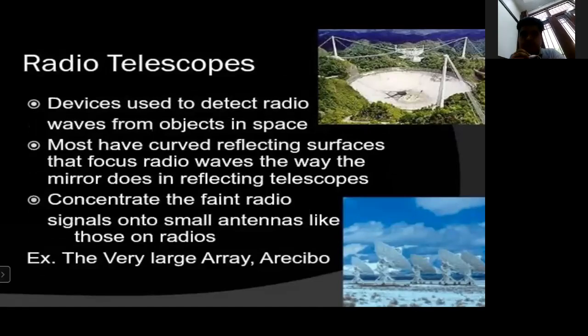Radio telescope. The devices used to detect radio waves from objects in space are radio telescopes. Most have a curved reflecting surface that focuses radio waves the way the mirror does in a reflecting telescope. Radio telescopes concentrate the faint radio signals onto small antennas like those on radios. Examples of radio telescopes are the Very Large Array and Arecibo.